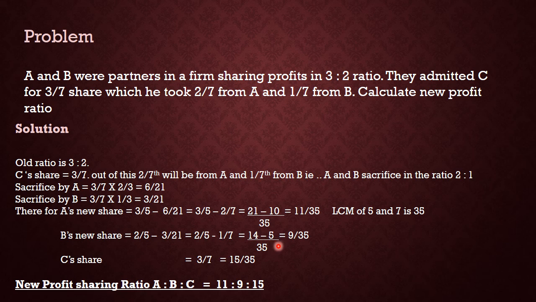And C's share, we know that it is 3 by 7. So common denominator is 35, so we have to convert to that, that is 15 by 35. So the new profit sharing ratio A is to B is to C is 11 is to 9 is to 15.